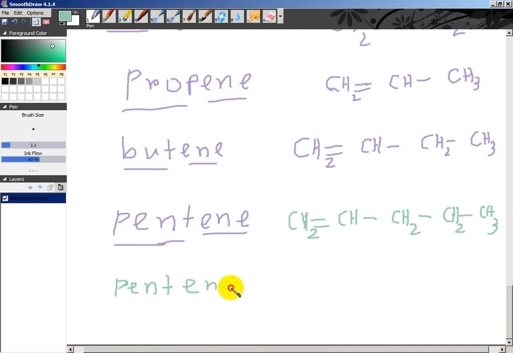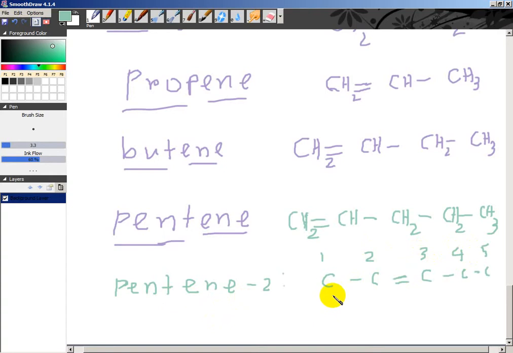Pent-2-ene. I should give numbering. After two carbons, I'll give this two, and the double bond will be in the two position. It is specific. I have to give the double bond in the two position. So this is position 1, 2, 3, 4. If we are given pent-2-ene, I should give this position one, this position two. I should give the double bond at position 2.